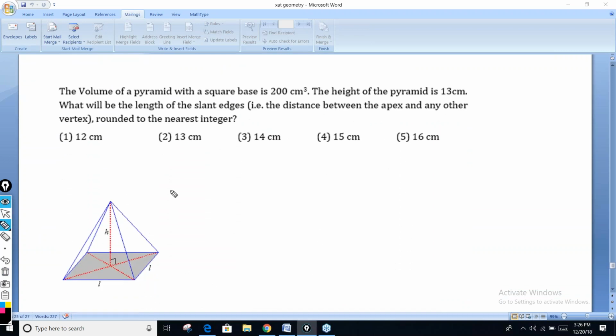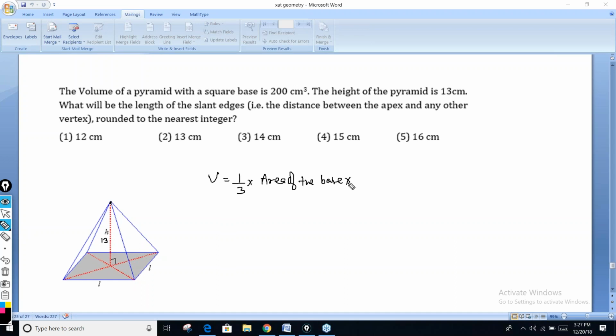The next question says the volume of the pyramid with square base is 200 centimeter cube. The height of the pyramid is 13. What will be the length of the slant edge, that is the distance between the apex to any other vertex, rounded to the nearest integer? So we need to find out, let's say if I name it that blue line. The volume of the pyramid is 1/3 into area of the base into height.